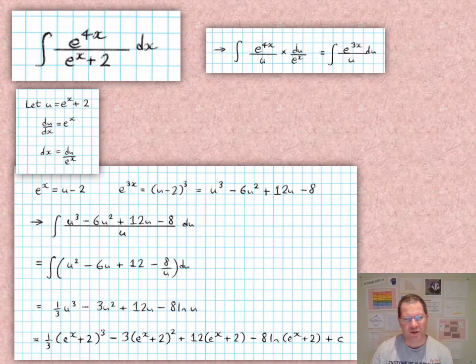Similar example to the previous one. We have the integral of e to the 4x over e to the x plus 2 dx. Again, if we let u equal e to the x plus 2, then du by dx is e to the x, and dx is du over e to the x.